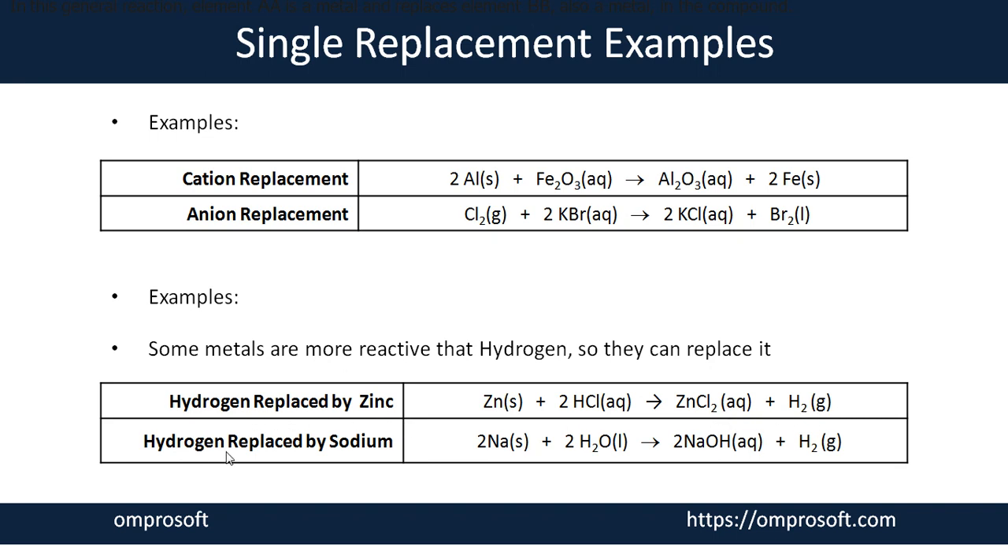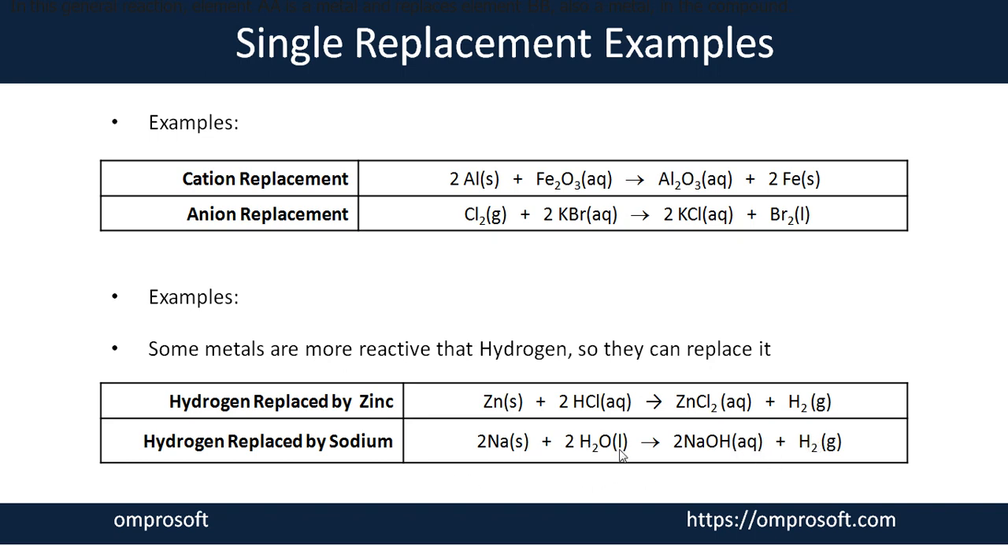Now we'll consider another reaction in which hydrogen is replaced by another metal. Here hydrogen is replaced by sodium. Sodium, represented by Na, reacts with the water molecule. This water molecule has hydrogen, and hydrogen is less reactive as compared to sodium. So sodium can easily replace the hydrogen here and make its own compound, sodium hydroxide, and hydrogen gas is released over there.